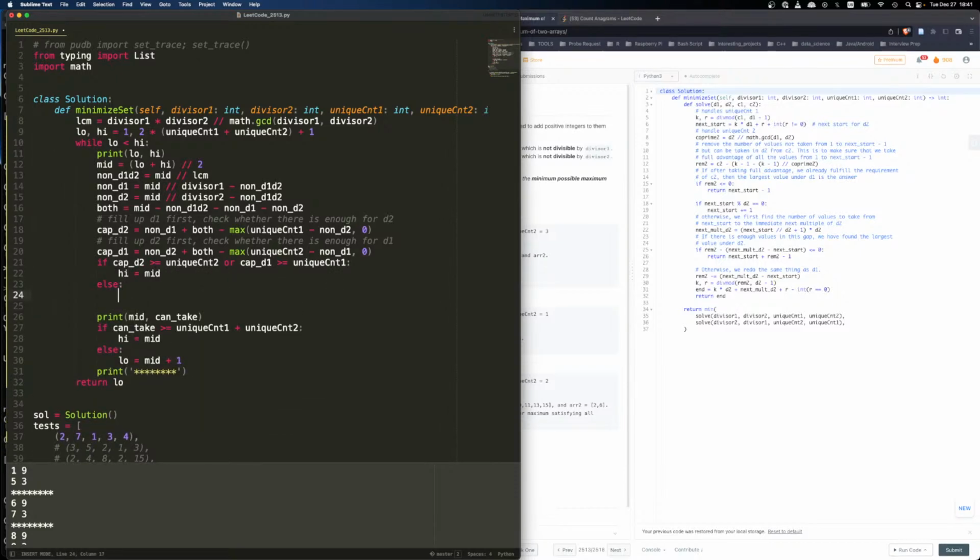Else, which means both are smaller, right? Both are smaller. So in that case, I need to make it bigger, make the whole thing bigger.